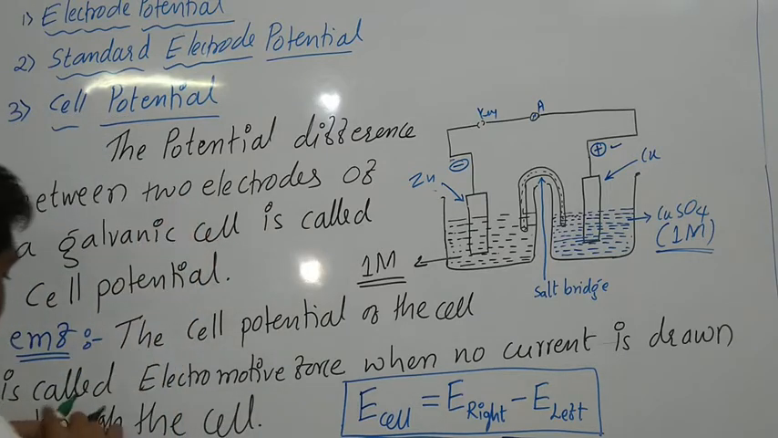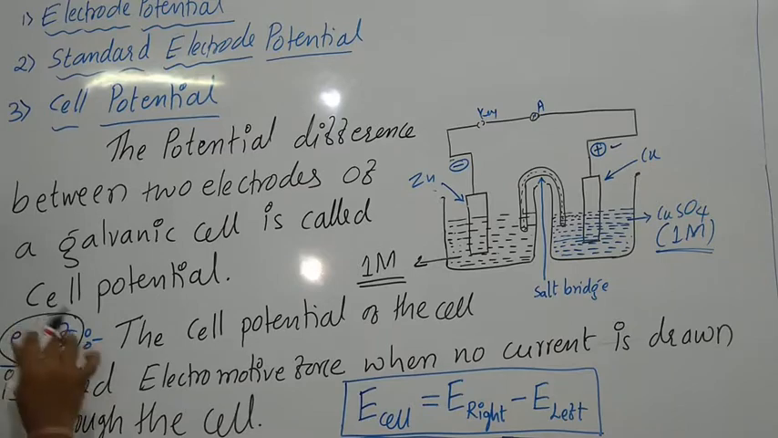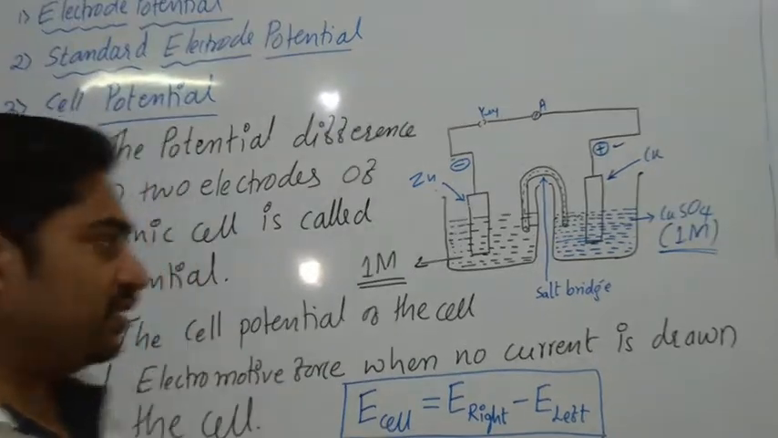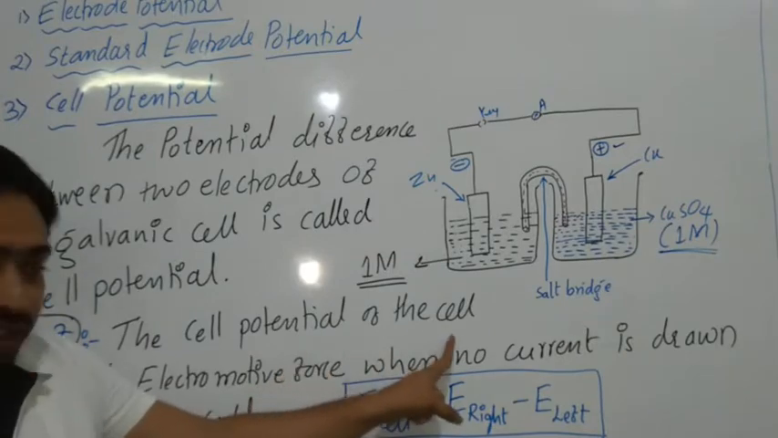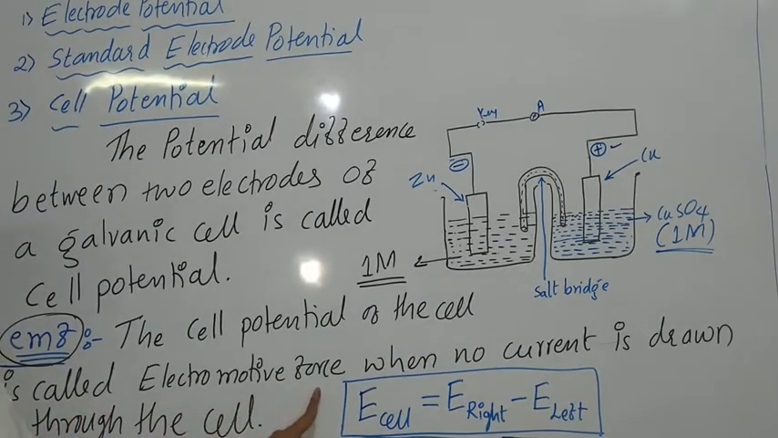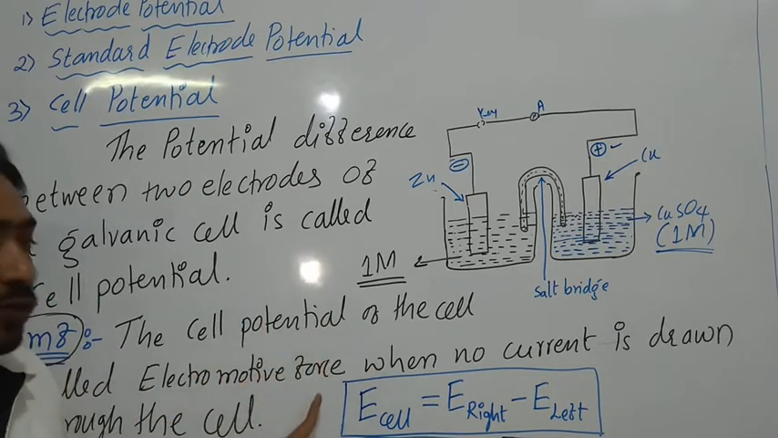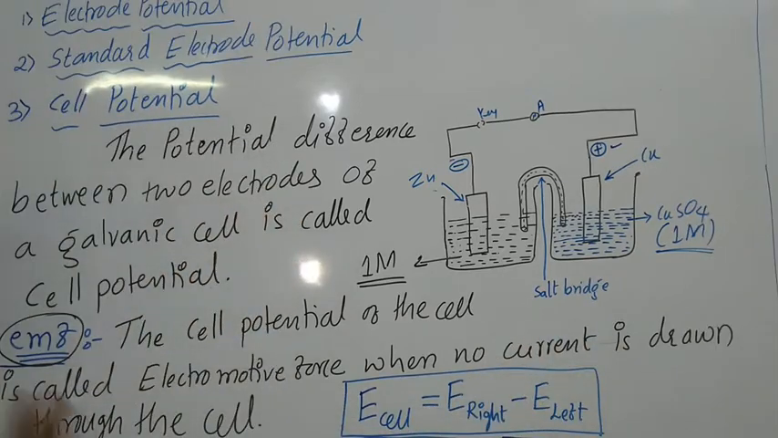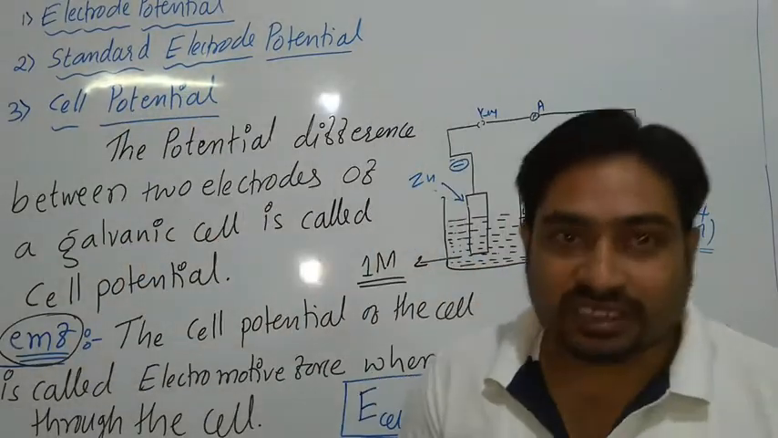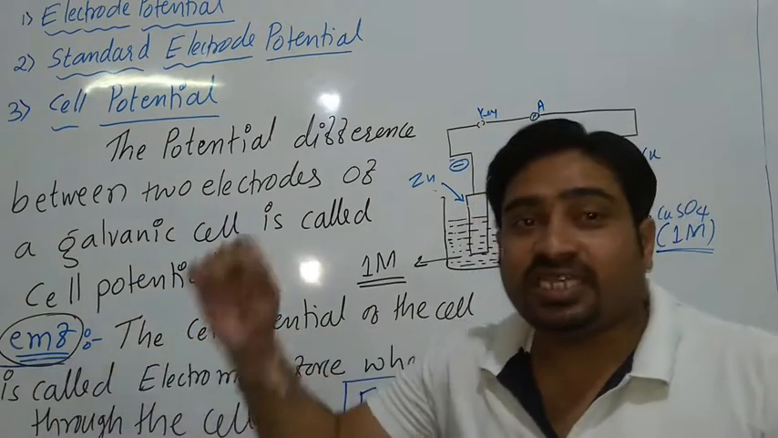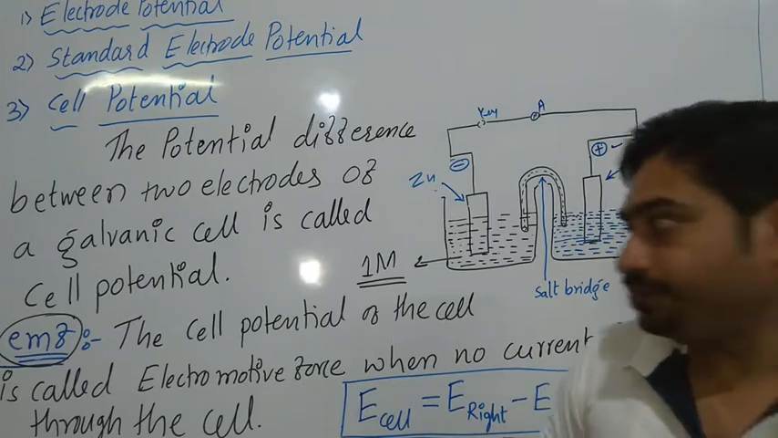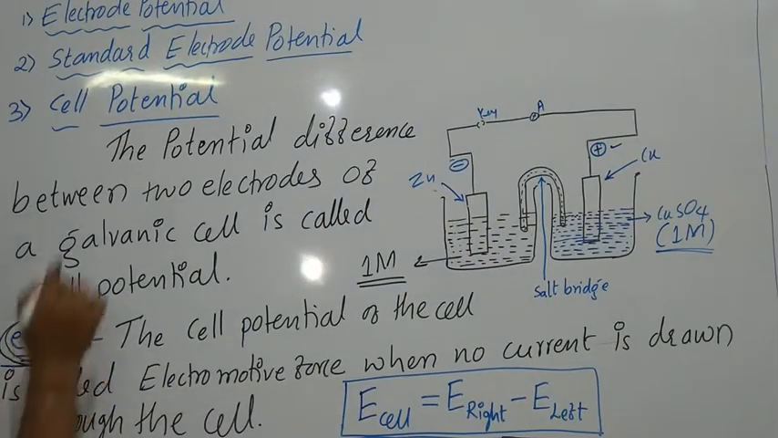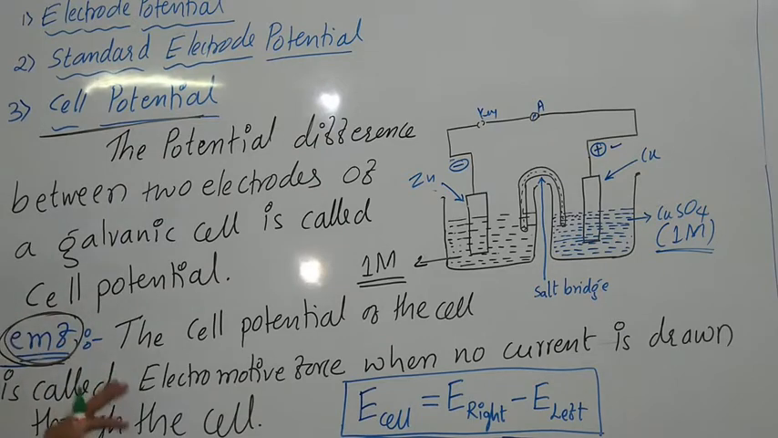So now see here, EMF is nothing but electromotive force. It is also a cell potential, a type of cell potential. So the cell potential of the cell is called electromotive force, but there is a condition. The condition is that no current is drawn from the cell. If the current is not drawn through the cell, then that potential is called EMF, electromotive force. So EMF and cell potential are both the same, identical or similar.